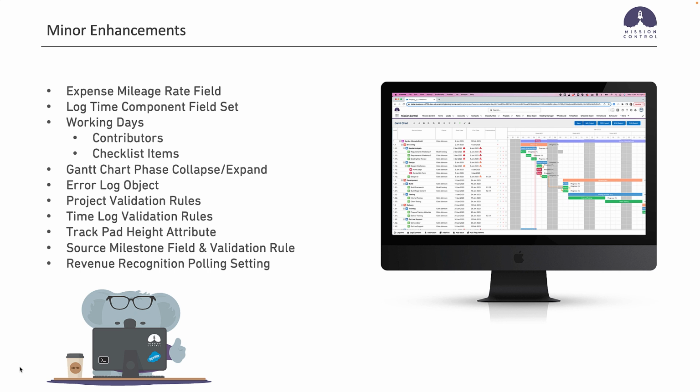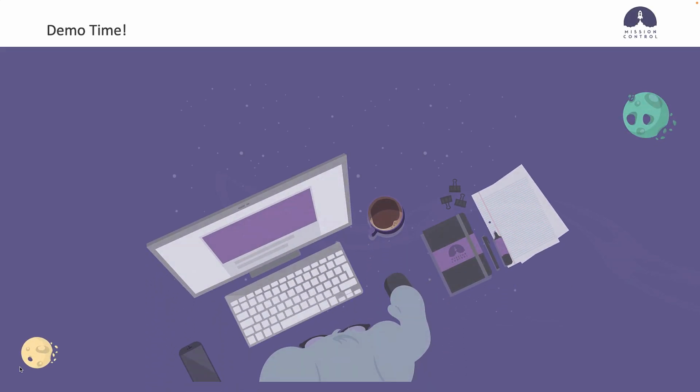And in revenue recognition, we've added a polling setting. For customers that have a large data set and long-running projects, you can adjust the polling, so the number of records that get processed in each process can actually be controlled via a new setting on the control pad. Okay, so that's everything that's coming.